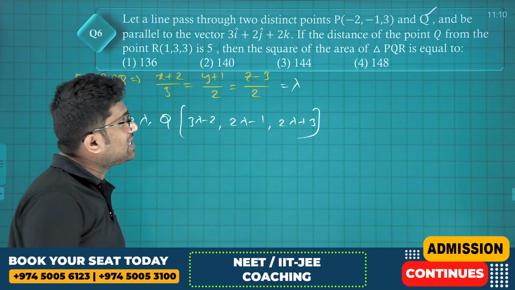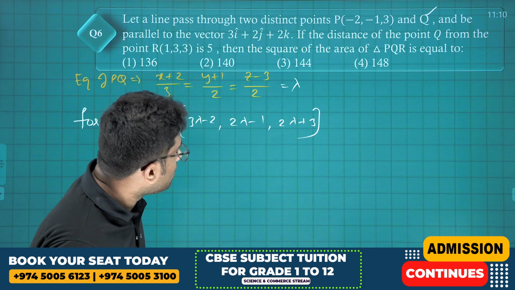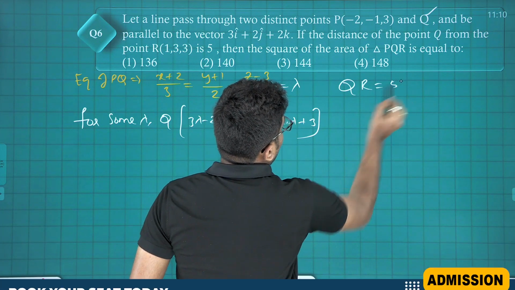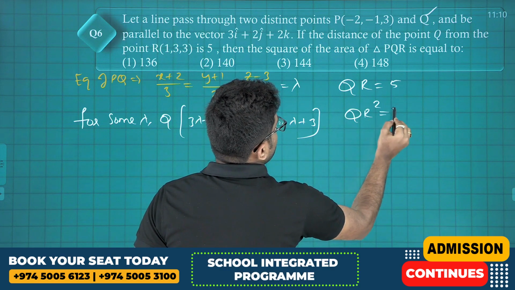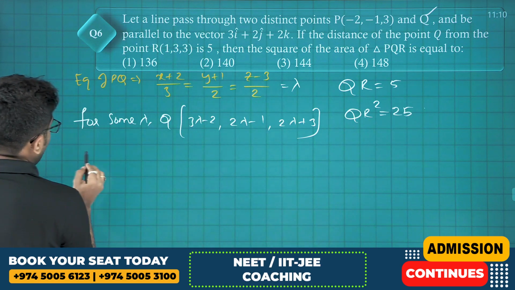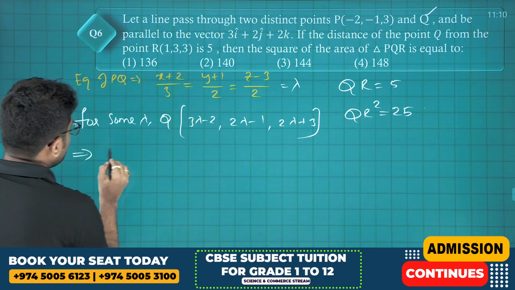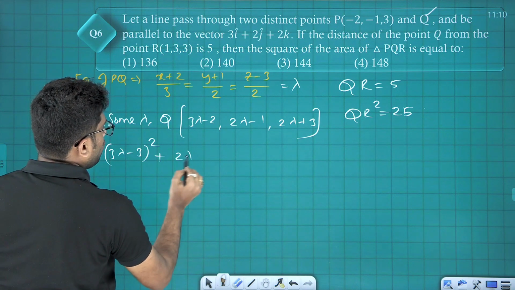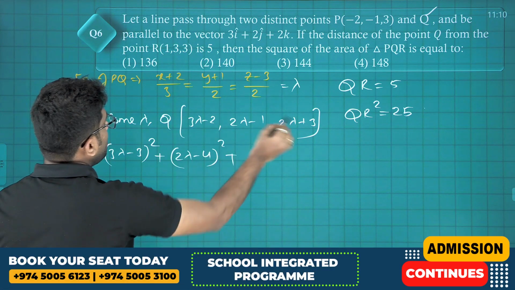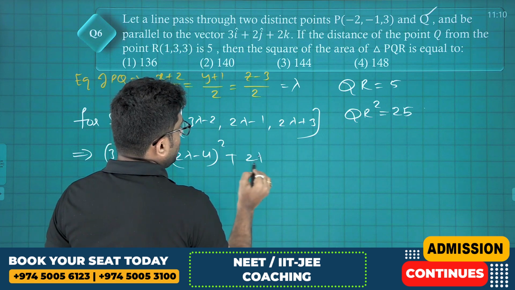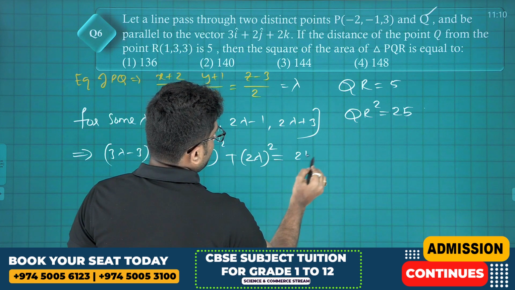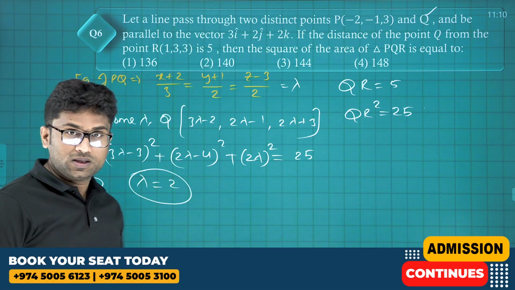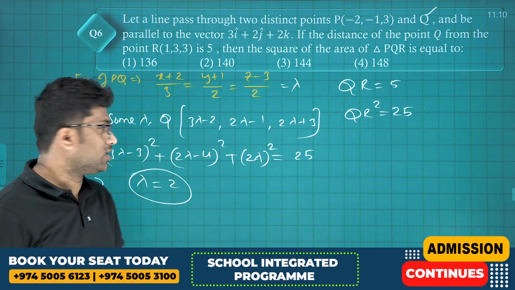Now they have given the distance QR is equal to 5, nothing but QR square is equal to 25. What is QR square? (3 lambda minus 2 minus 1), that is (3 lambda minus 3) whole square, plus (2 lambda minus 4) whole square, plus (2 lambda plus 3 minus 3), that is (2 lambda) whole square, is equal to 25. If we solve this and simplify it, we will be getting lambda is equal to 2.